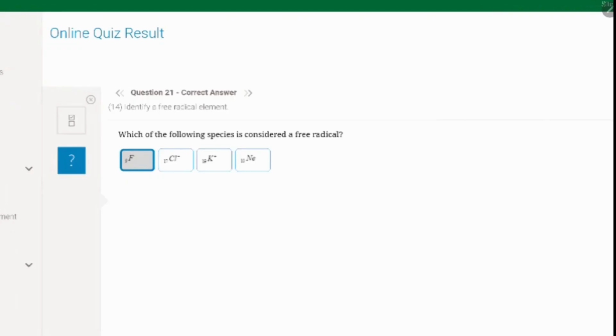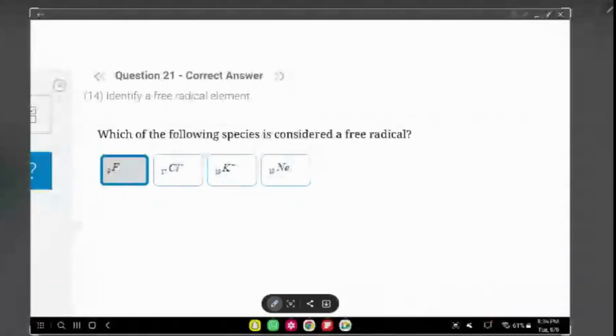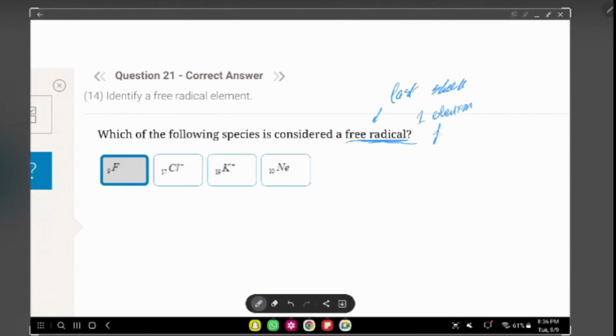Which of the following species is considered a free radical? Do you remember how to do this? Or I'll do it quickly. You got it? Do you know how to do it? No. Let me do it for you. When you look at a free radical, you want to look at the last shell. So to do that, you have to write the configs for all of these. Before I even continue, free radical means there's one electron that is not paired.